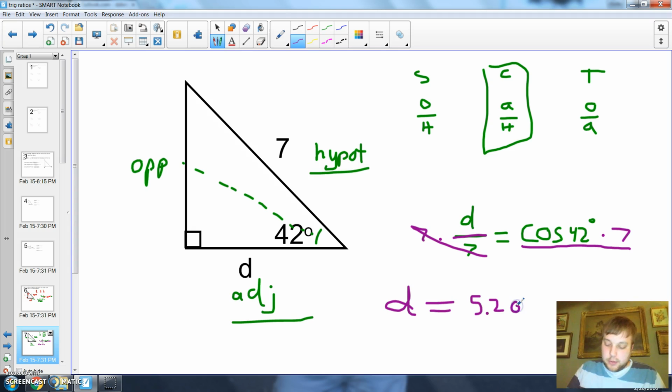5.20. Alright, 5.20, so D is 5.20. Does that seem about right? Ooh, that's a horrible box job. 5.20 is definitely less than 7.